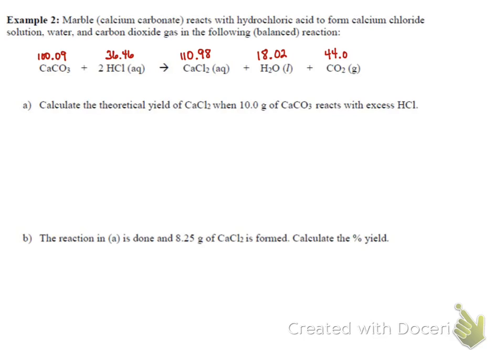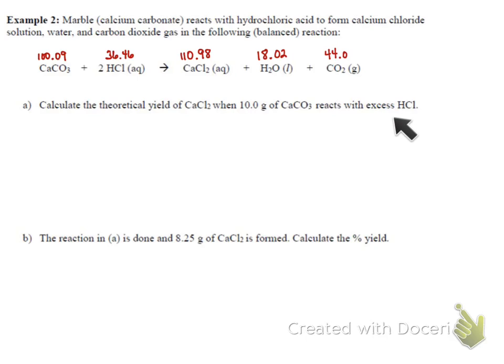Calcium carbonate marble, CaCO3, reacts with hydrochloric acid to make calcium chloride in solution, aqueous, as well as water and carbon dioxide gas. So the first step is to calculate the theoretical yield. We're given the reactant, 10 grams of calcium carbonate and excess HCl.